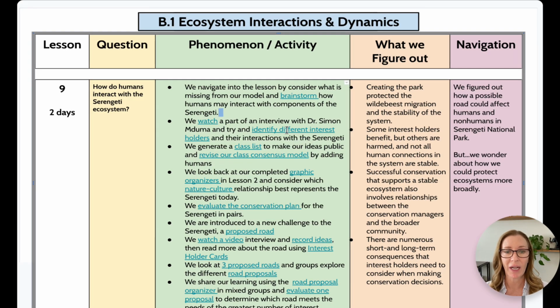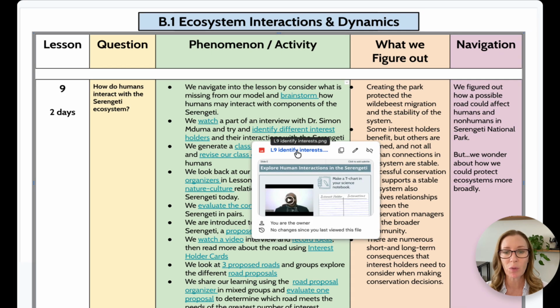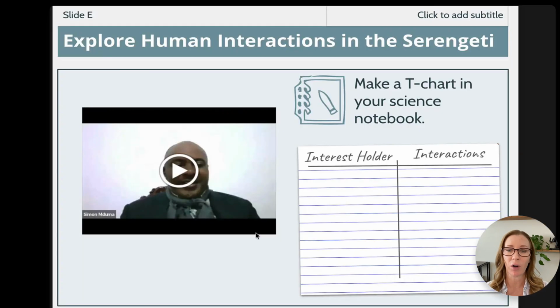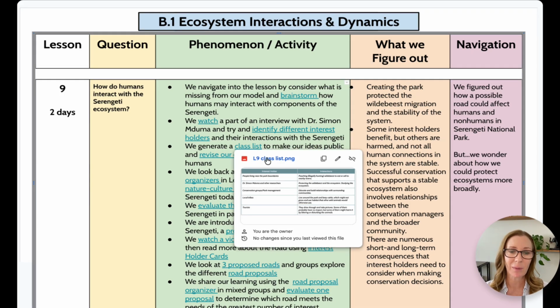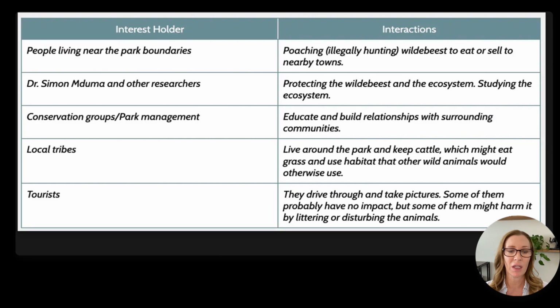So we identify the different interest holders. We set up our notebook with the interest holders we're listening for. This might be the tourism industry, and it might be farmers, so different people that have an interest in the conservation of the Serengeti, and what their interactions are with the ecosystem. We set up our notebooks and listen as we watch the video, and then we make a class list. There is an answer key in the teacher guide.